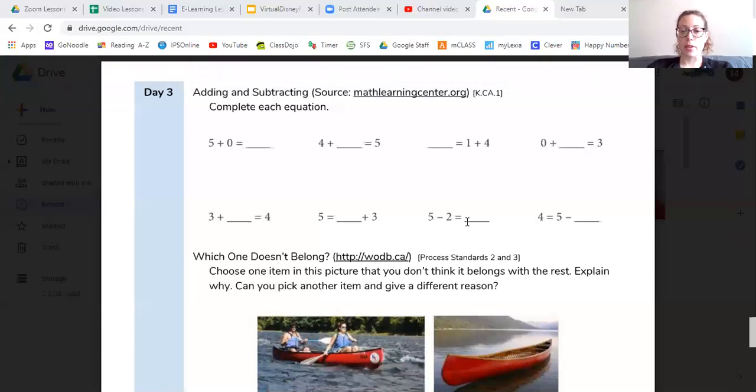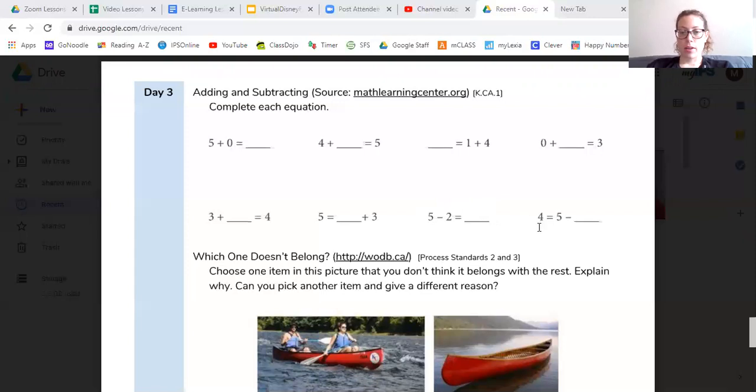5 minus 2 equals blank. Oh, they changed our equation sign, so it's subtraction this time. And it's solving for the whole. So 5 minus 2, 1, 2. How many are left? 3. I'm going to write it on the line.